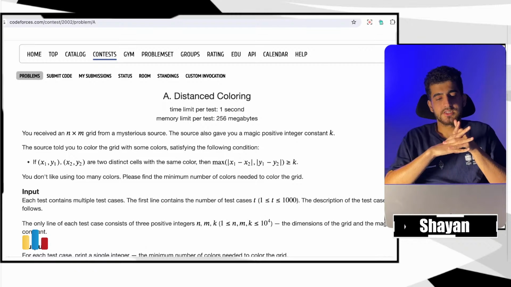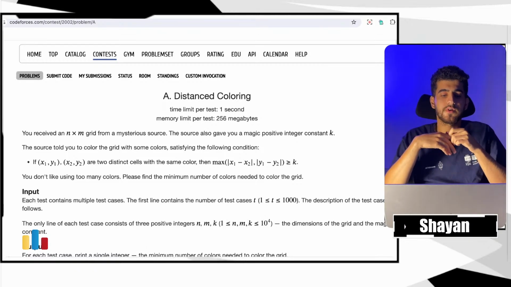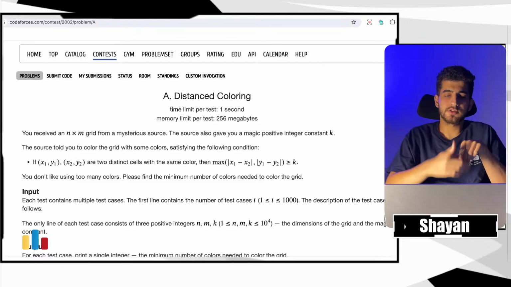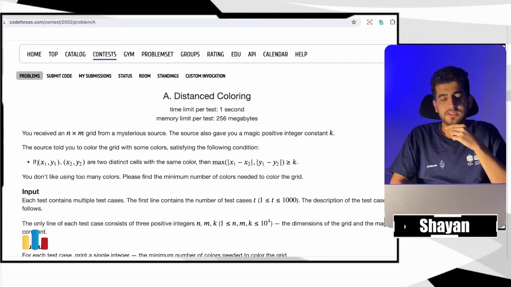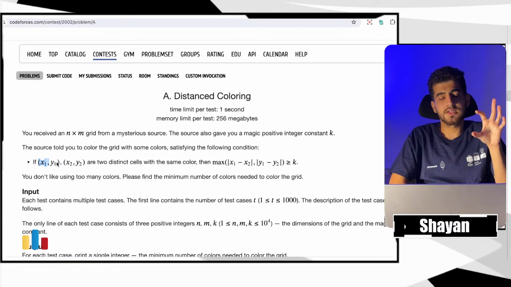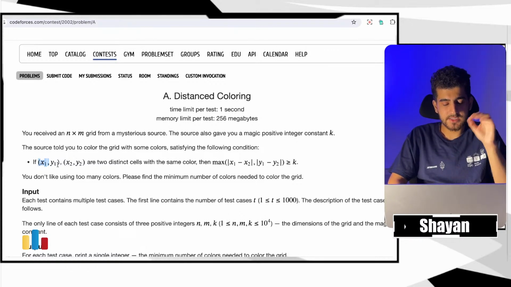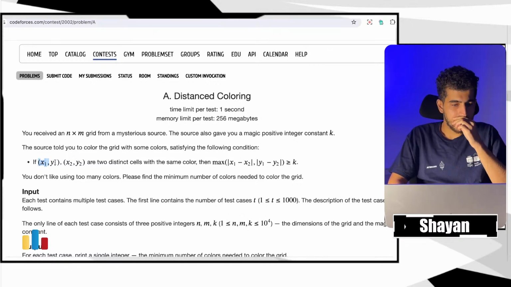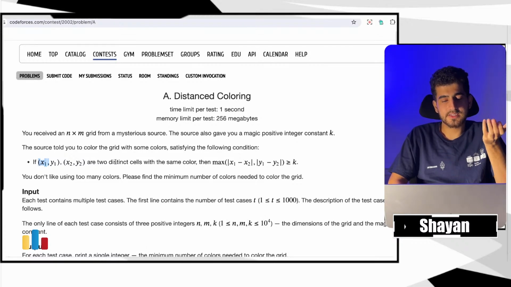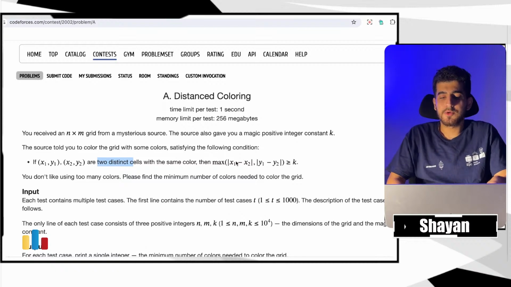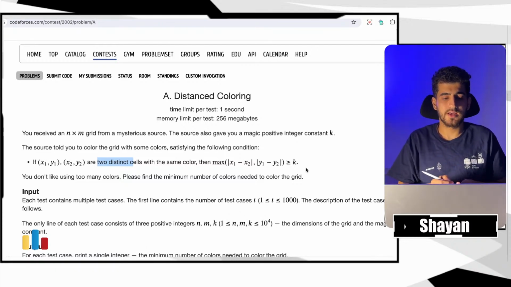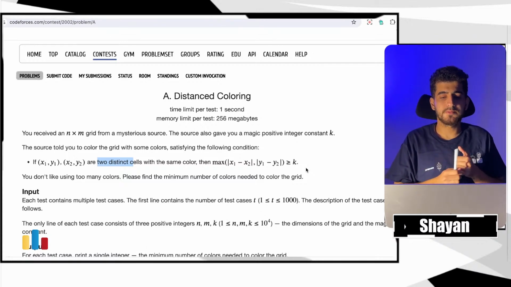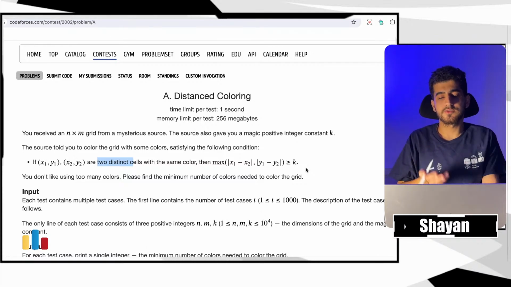Okay. So, problem A, distanced coloring. It says that you received an n by m grid from a mysterious source. The source also gave you a magic positive integer constant k. If two distinct cells (x1, y1) and (x2, y2) have the same color, then the maximum of |x1 minus x2| and |y1 minus y2| must be greater than or equal to k. You don't like using too many colors, so find the minimum number of colors needed to color the grid.